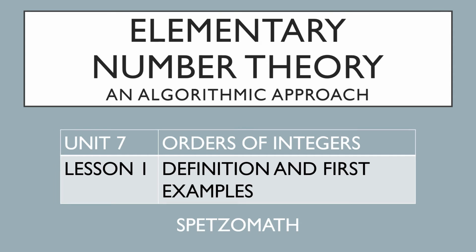And now we move on to the final unit in this course, discussing the order of integers. As always, when we start a new unit, we do need to introduce a few new definitions. Suppose n is a positive integer and a is relatively prime to that integer. Euler's theorem tells us that a to the phi of n will always be equivalent to 1 modulo n.